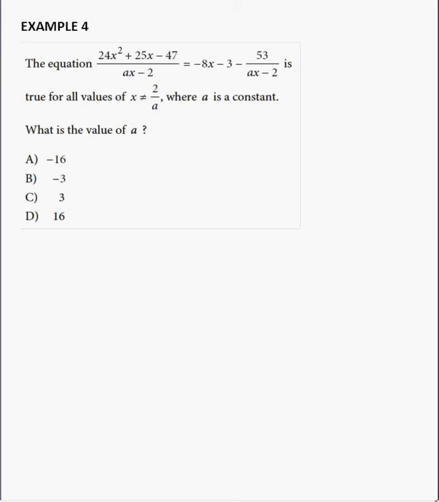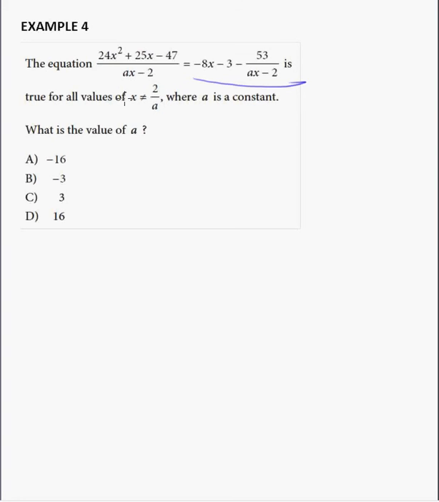Okay, let's take a look at example 4. Example 4, we are given an equation to the left. This equation is supposed to be equal to this equation right here, and true for all values of x such that x is not equal to 2 over a.